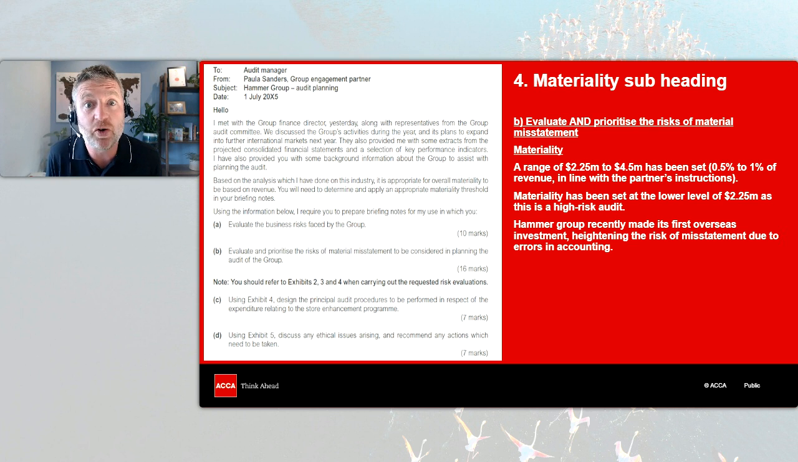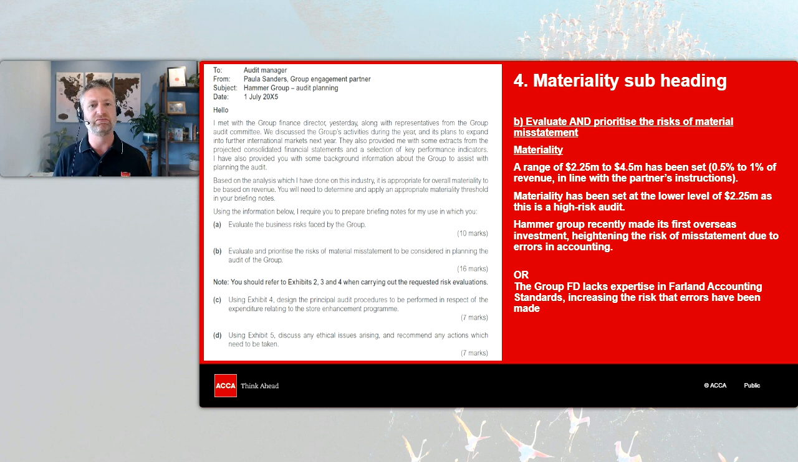They've just expanded overseas, so there's more chance that they make an error. Or I could pick something else from the scenario. I could say, in this scenario, it tells us that the Group FD doesn't understand the accounting standards of this new acquisition. So I'm using that as my justification.